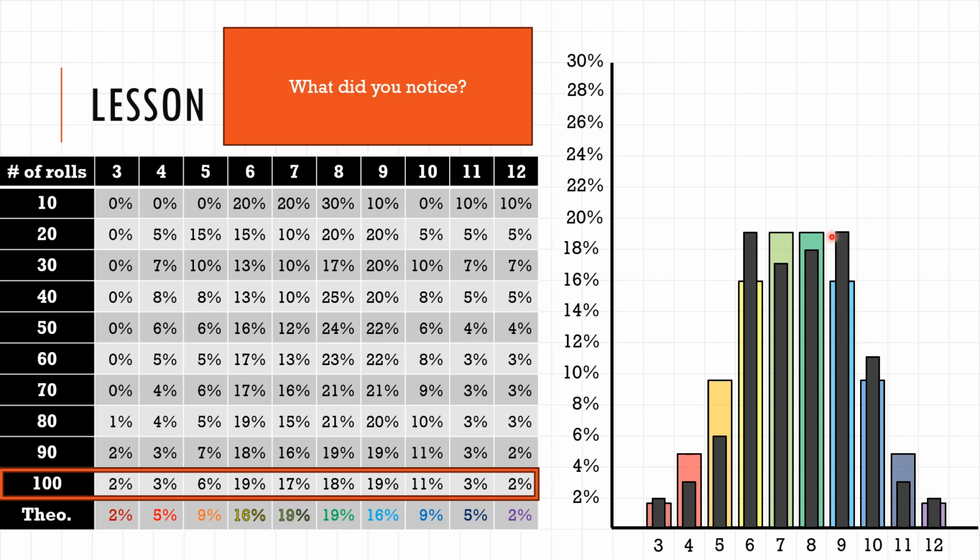So what could we say happens when we run an experimental probability, a probability experiment, more and more and more times? How does our experimental probability start to compare to our theoretical probability? What would we say about that? The more you roll, the more the probability starts to look like what you guessed in the first place, the theoretical probability. Okay?